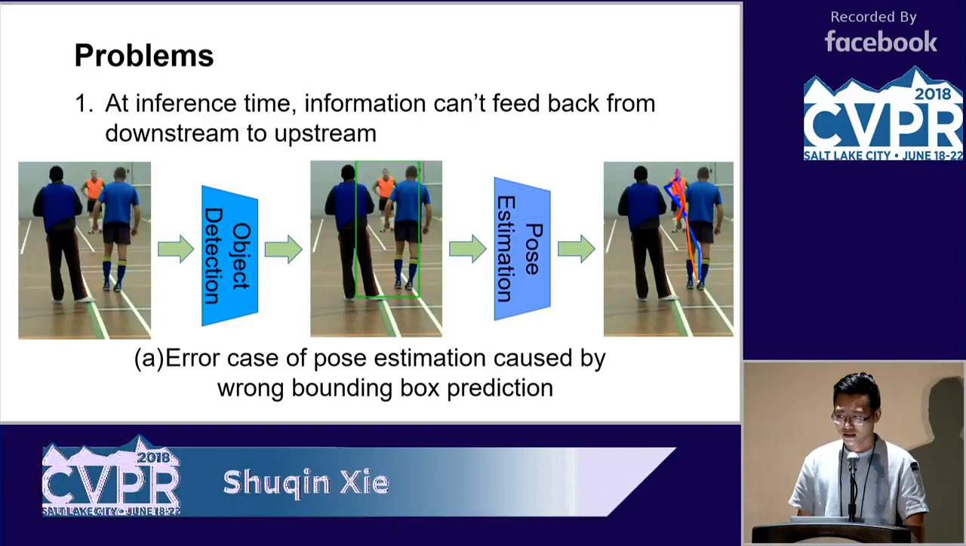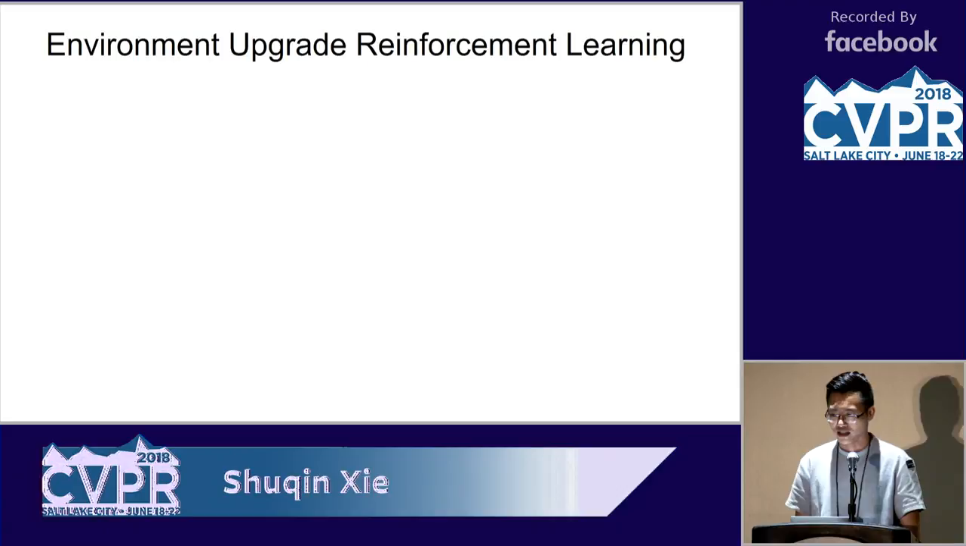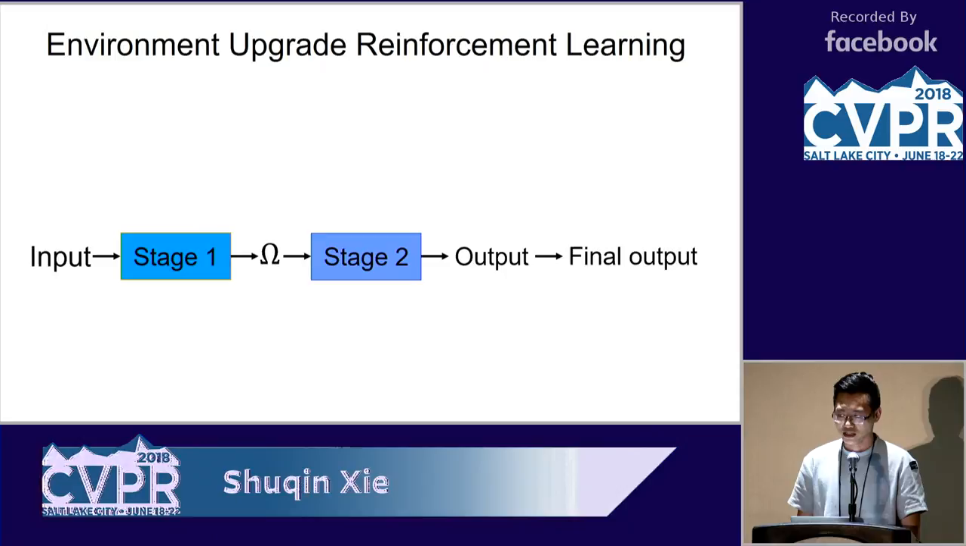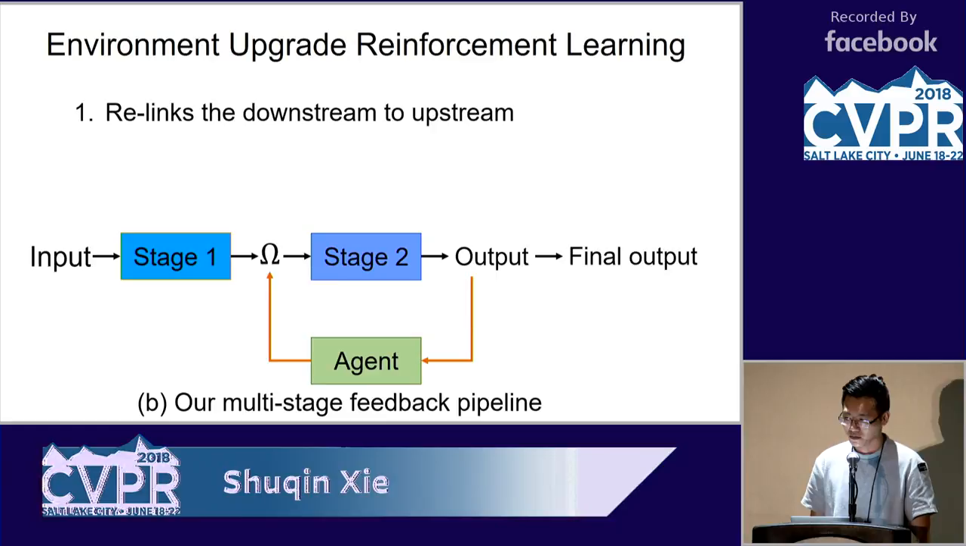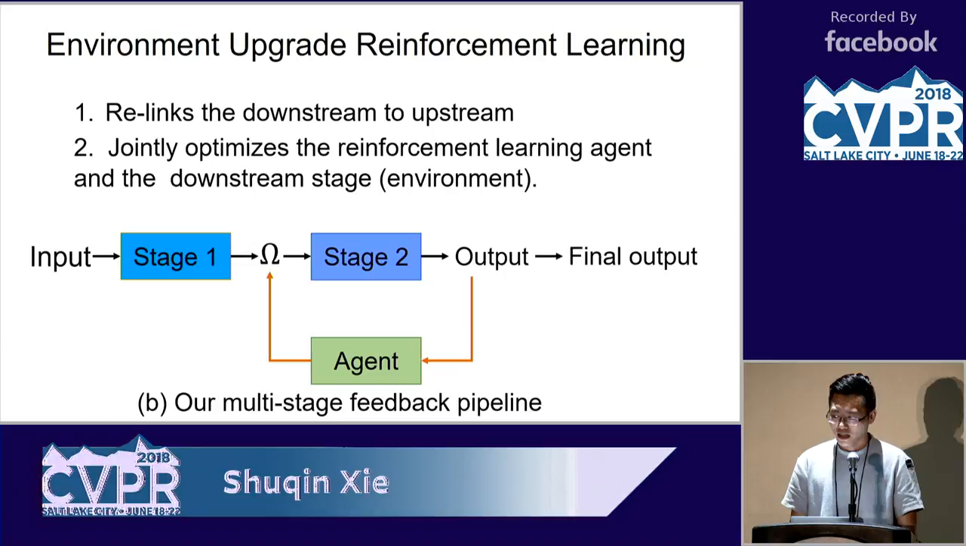And the second problem is that at training time, different stages are usually trained separately and connected together by a non-differentiable function. So the overall system cannot be trained in an end-to-end manner, and they are not jointly optimized. To address this problem, we present environment upgrade reinforcement learning. First, unlike standard multi-stage pipelines, we relink the downstream to upstream by a reinforcement learning agent. And second, we jointly optimize the reinforcement learning agent and the downstream stage, which is also called the environment. A more detailed description is given in the next slide.